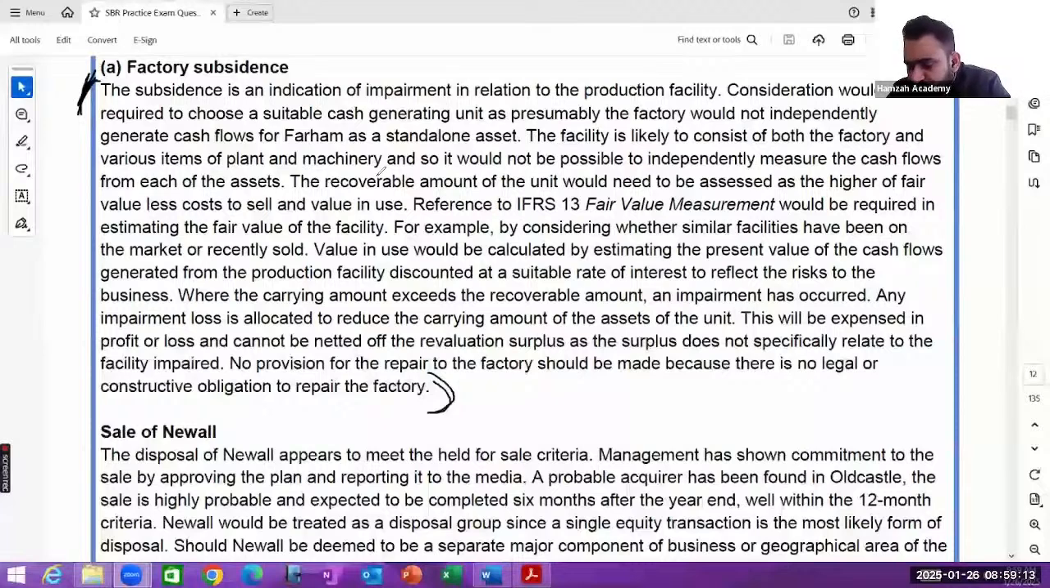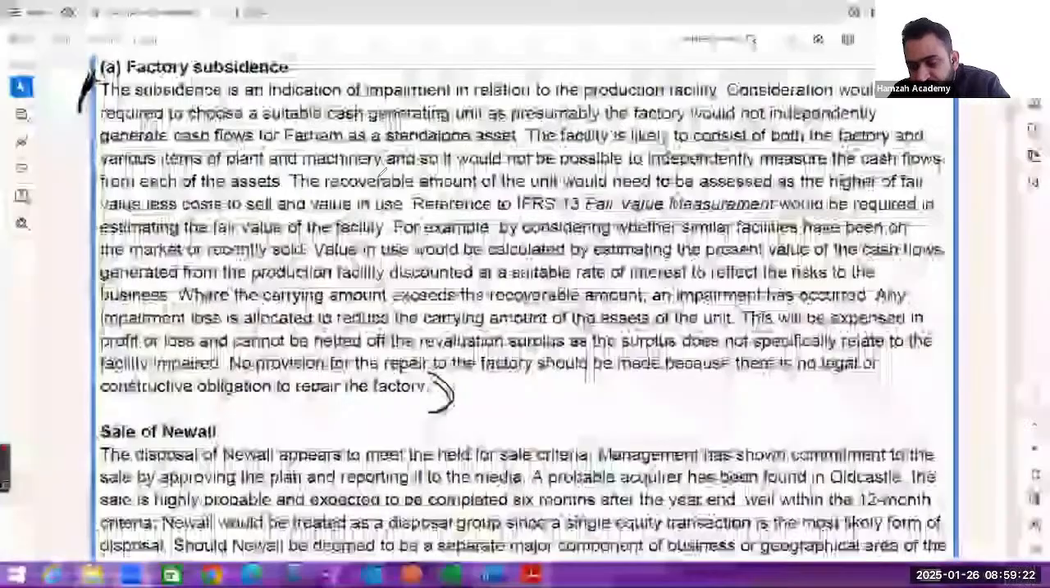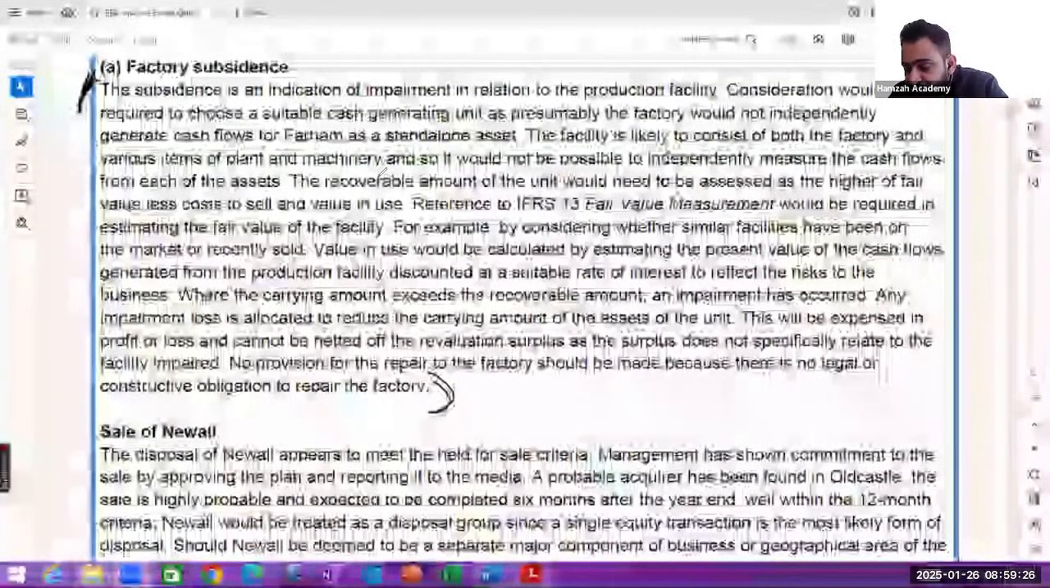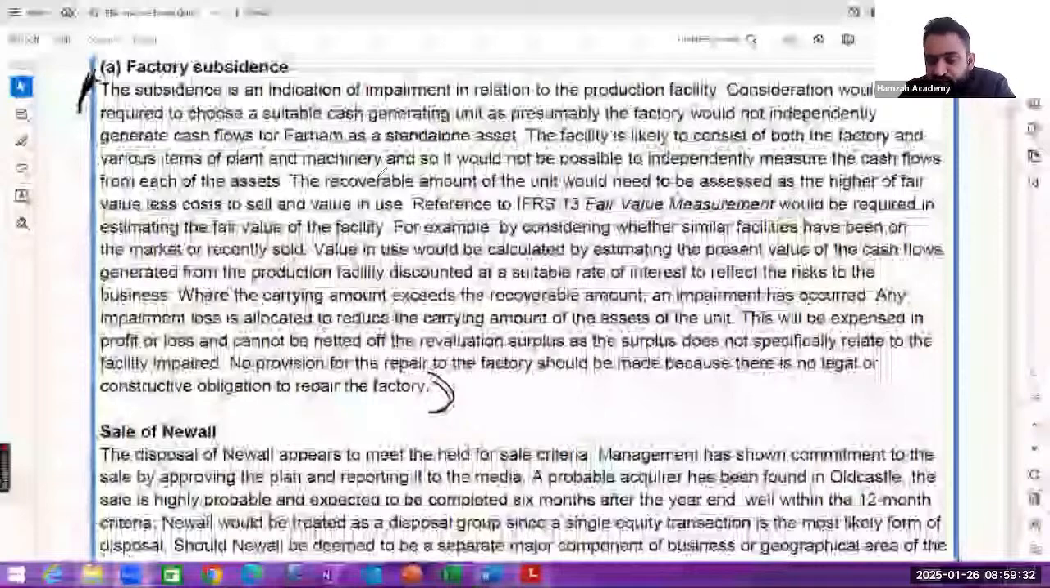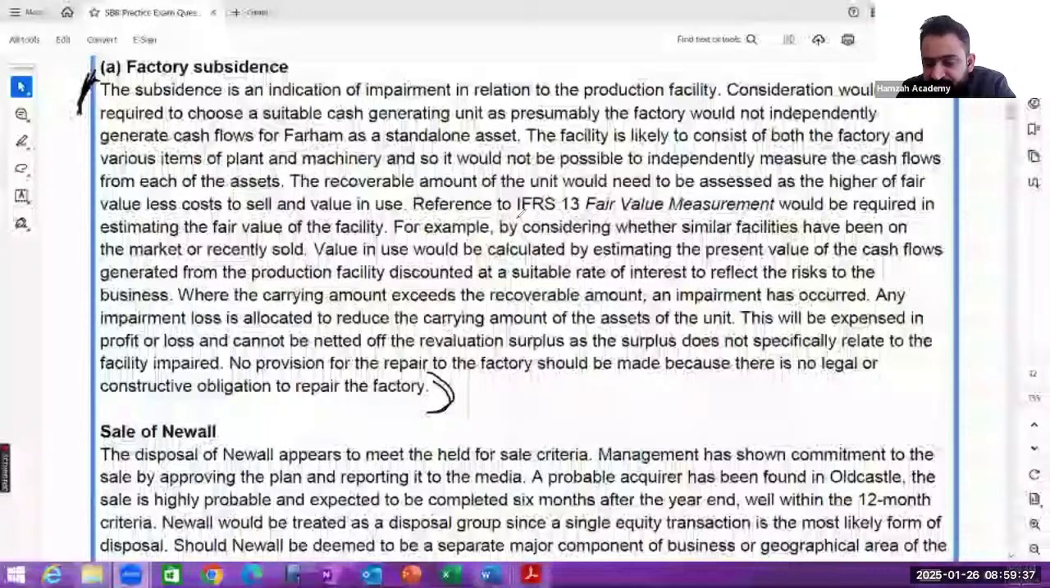Okay, now look, a very interesting thing. We have identified IAS 36 in this part of the question. We identified the issue of IAS 37 and we also identified the issue of IAS 16. But there is another standard which has been referred to here, which is IFRS 13 Fair Value Measurement.